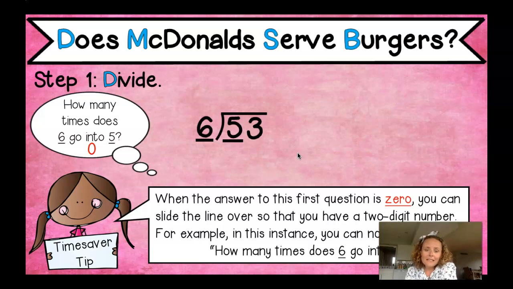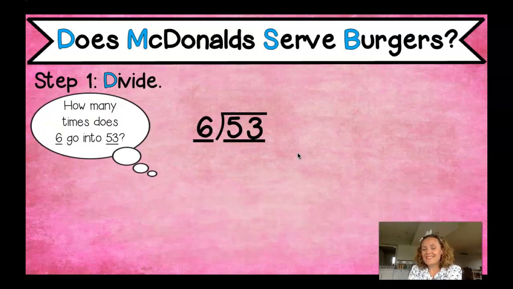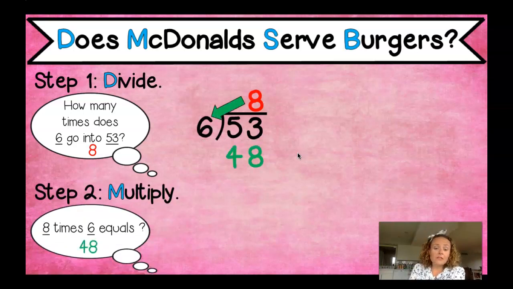So how many times does 6 go into 53? Well, let's see. Can it go into it 10 times? No, 10 times 6 is 60. How about 9 times? No, 9 times 6 is 54. How about 8 times? Yeah, 6 times 8 is great because it equals 48, not 58, 48, sorry. So 6 times 8 is 48.